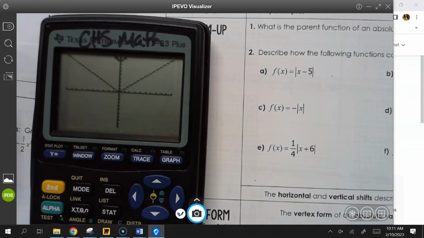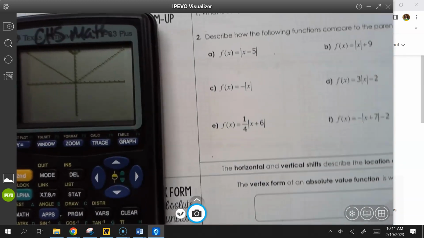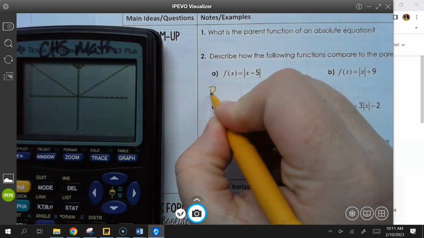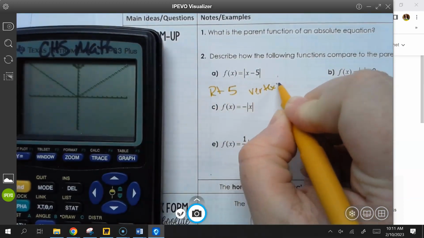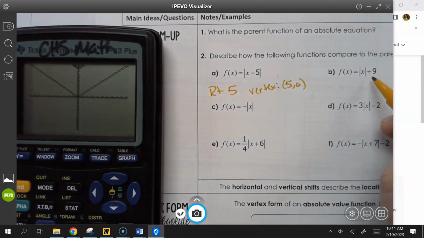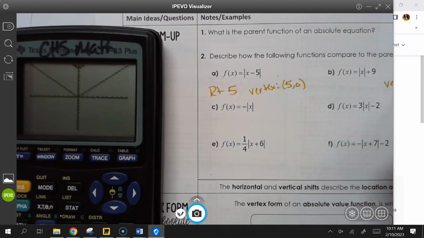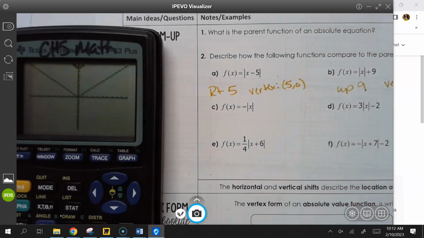On your paper, this one went right 5, and my new vertex would have been 5, 0. This one, the new vertex, what did you say it looked like it was? At 9. So 0, 9. Everything else looks the same, so I'm going to say it looks like it just went up 9.